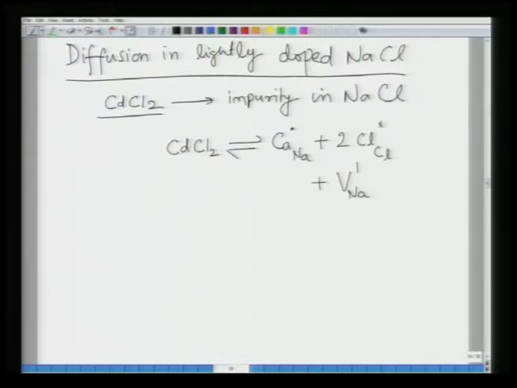So, this is your extrinsic defect formation. Extrinsic defect means the defect which is formed due to impurities. Now, what is the intrinsic defect?